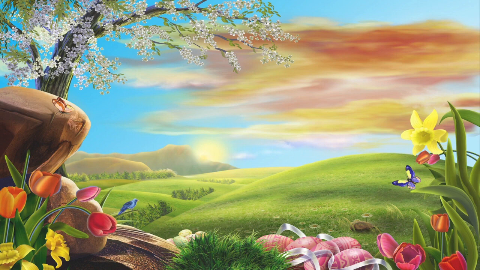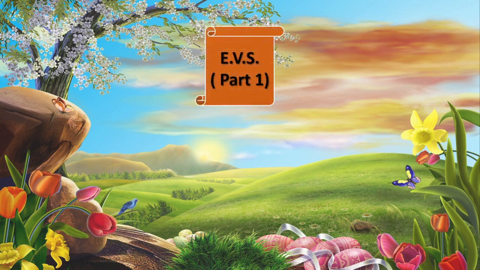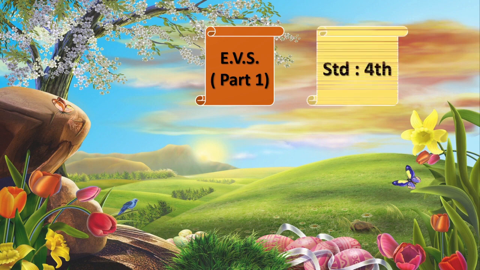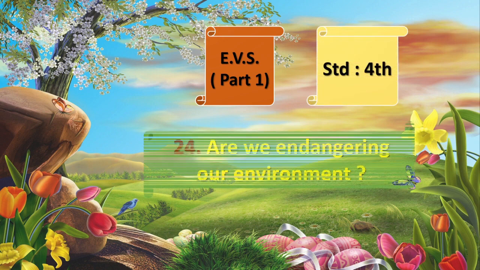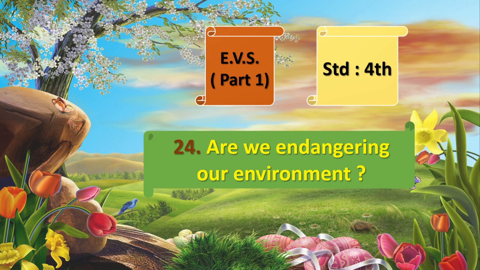Let us learn today Environmental Studies Part 1 of Standard 4th and the name of the lesson is 24. Are we endangering our environment? Yes, dear children, here a question is asked to us. What is that? Are we endangering our environment? You know the meaning of environment, isn't it? Here environment means the surroundings that include living and non-living factors, isn't it? Together they make the environment.